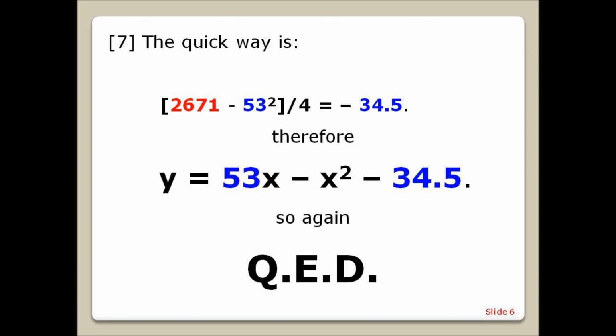7. The quick way is 2671 minus 53 squared, all divided by 4, equals minus 34.5. Therefore, y equals 53x minus x squared minus 34.5. So again, QED.